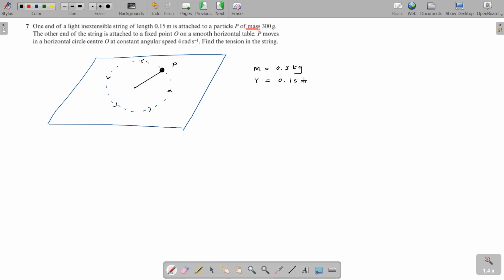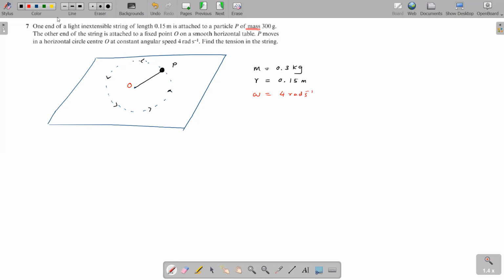The other end of the string is attached to a fixed point O. So this is the fixed point O, on a smooth horizontal table. P moves in a horizontal circle, center O, at a constant angular speed 4 radians per second. So omega is 4 radians per second. Find the tension in the string.